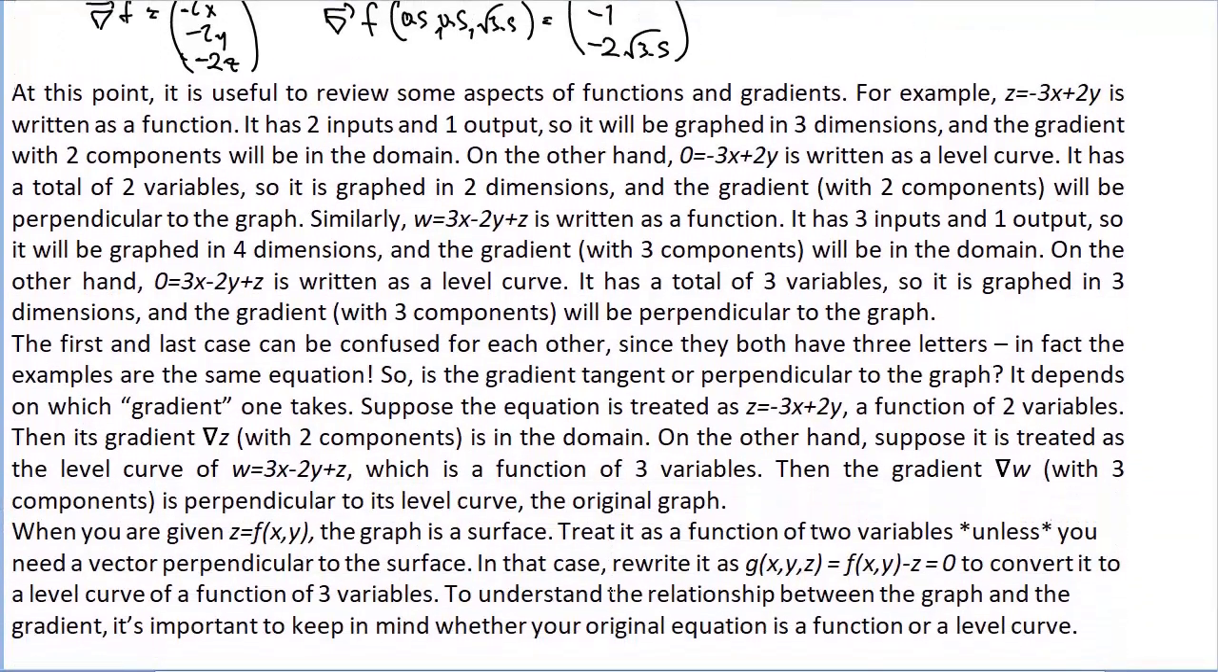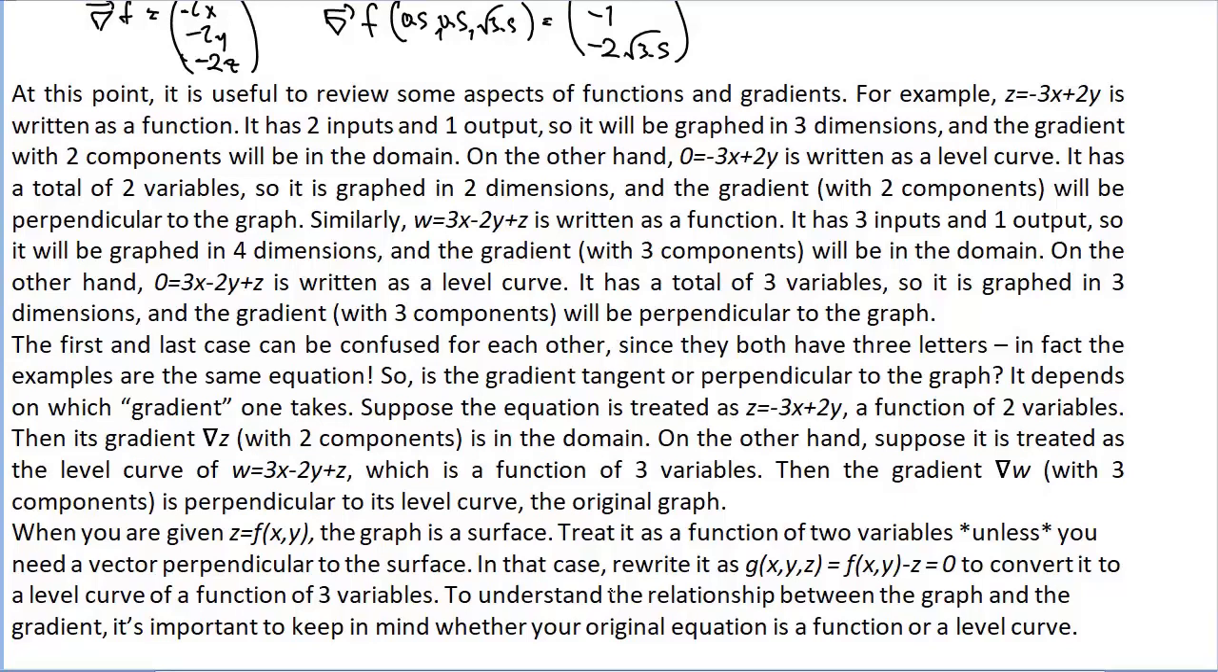So I want to say all these things. It's a lot of words, but I just want to reiterate the point. If you have z equals negative 3x plus 2y, that's written as a function: 2 inputs, 1 output. That's going to be graphed in 3 dimensions. So the gradient is going to have the inputs x and y, so the gradient vector is going to be 2-dimensional. It's going to have 2 components, and that's going to sit in the domain.